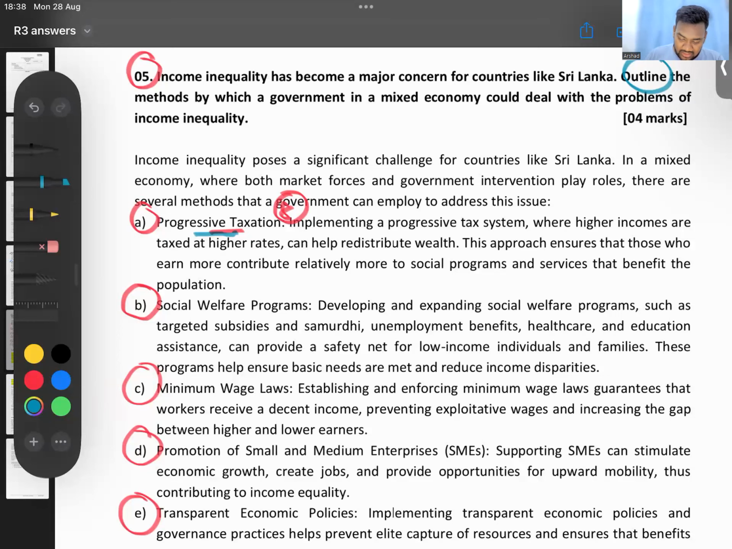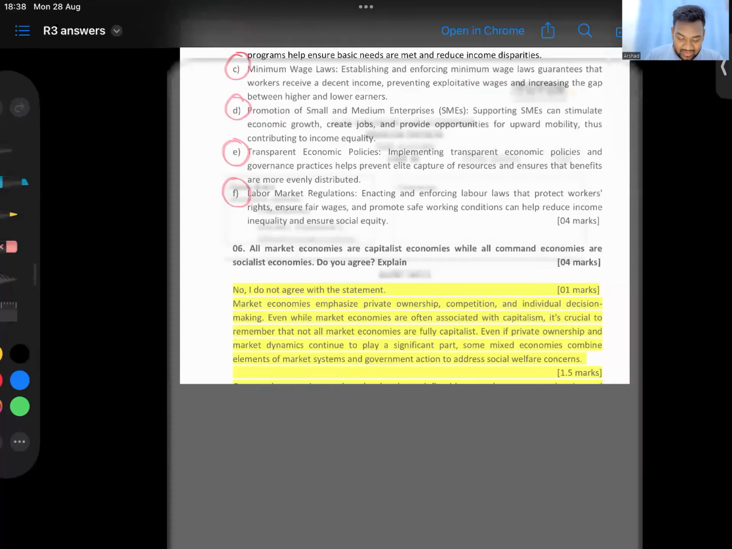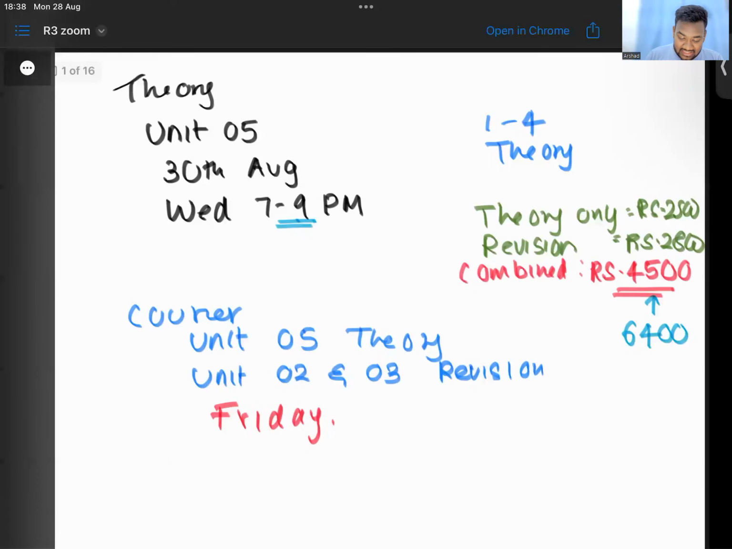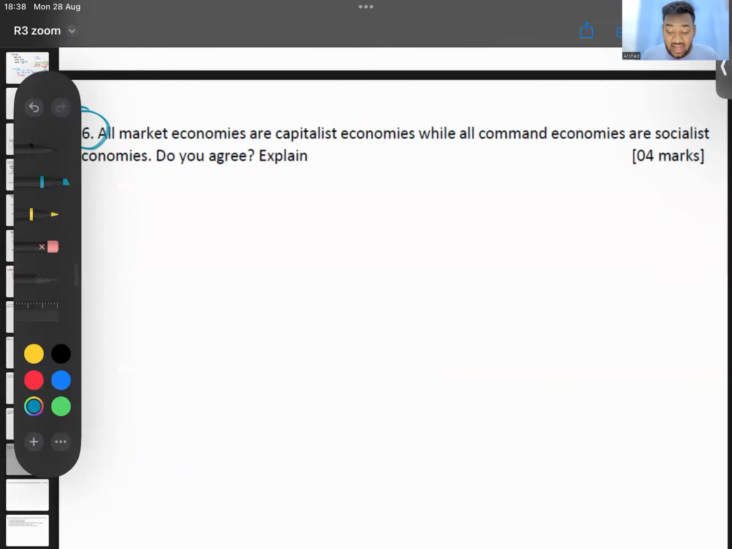Then we'll go into this question. The one that we discussed. Remember, we discussed this here. All market economies are capitalist economies, while all command economies are socialist economies. Do you agree? Yes or no? Can we say that all market economies are capitalist economies and all command economies are socialist? If you all were listening during class, you can give me an answer. Yes or no? Do you all agree? Yes or no?